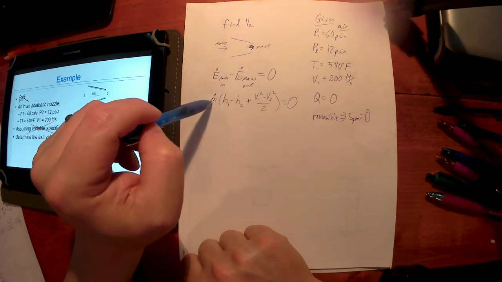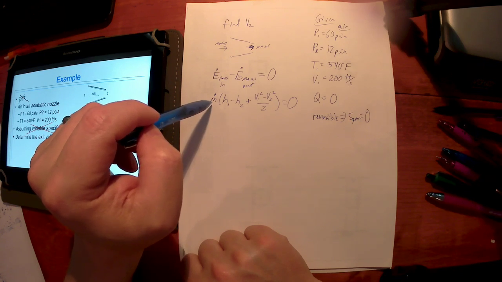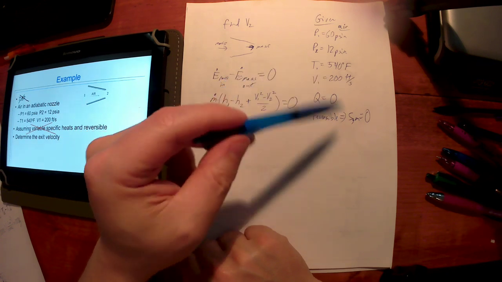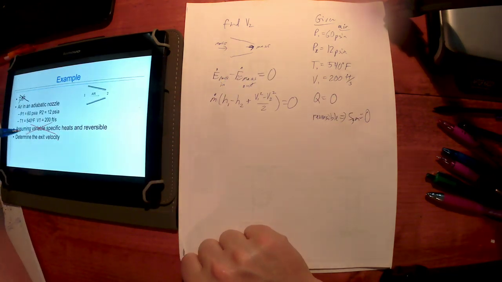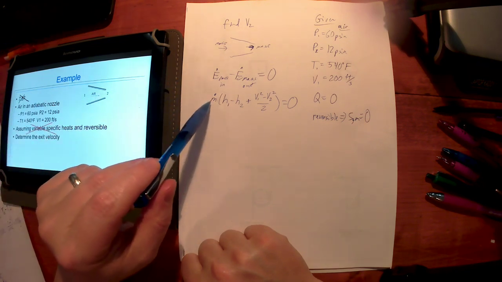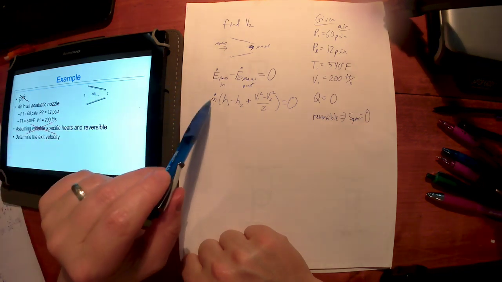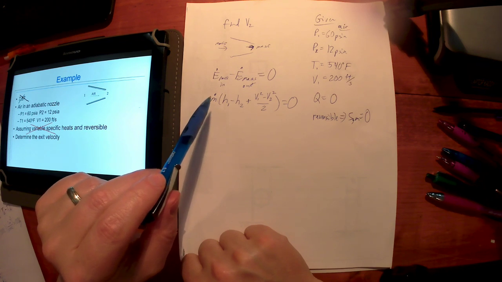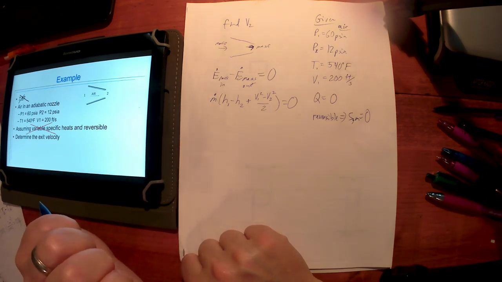I do not know m dot. It's not given. I don't know the areas on this thing. If I knew the areas, I could find the specific volume at the inlet using the ideal gas law, or at least approximate it. So I could find m dot if I knew the inlet area. I do not. I don't know the inlet area. So, yeesh, I've got three unknowns here.